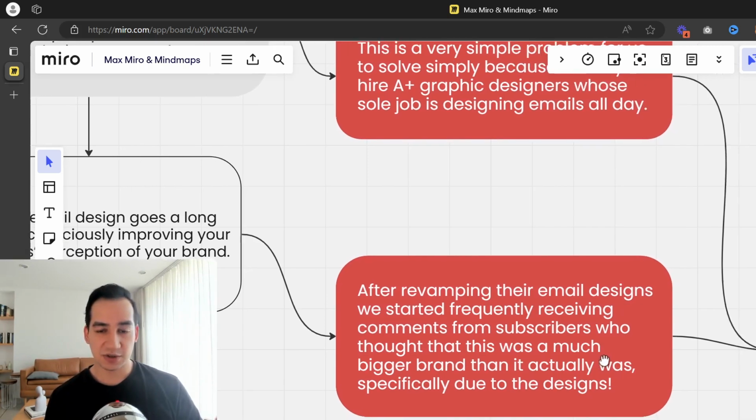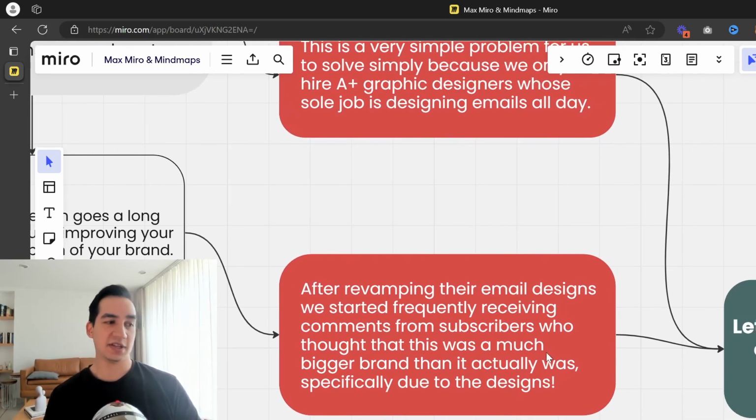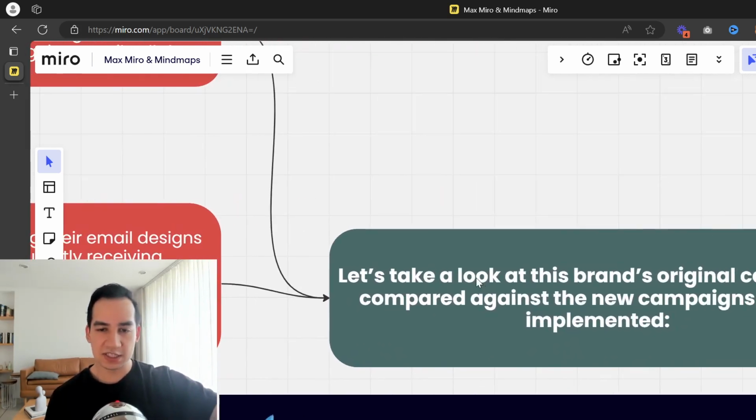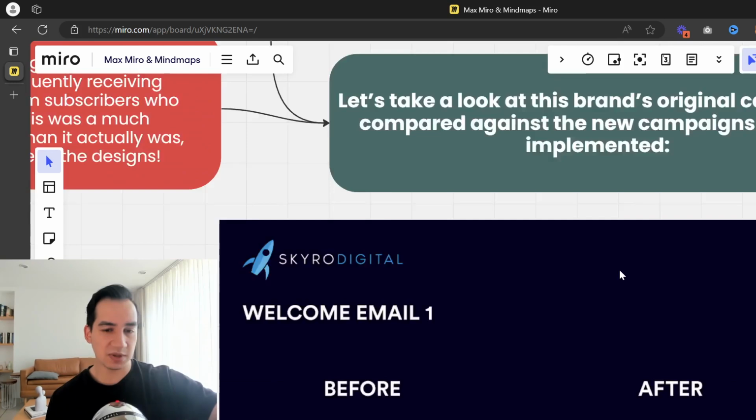This brand's director of marketing straight up told me that. They're like, "Oh yeah, it's probably due to the designs that people think we have this huge team when we don't." All right, let's take a look at this brand's original campaigns compared against the new campaigns that we implemented.